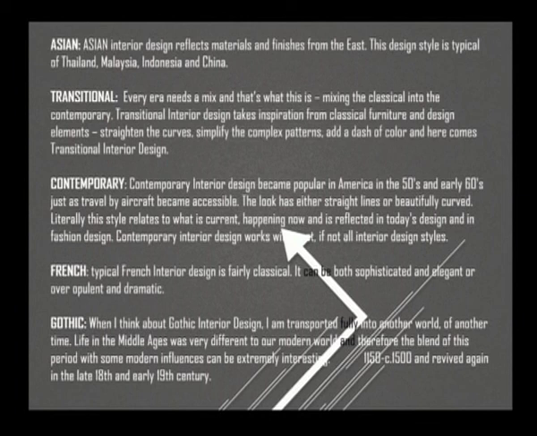French interior design is fairly classical. It derives its roots from the Renaissance period. It is both sophisticated and elegant, sometimes known as over-opulent or dramatic. It has a lot of motifs depicting a lot of stories.